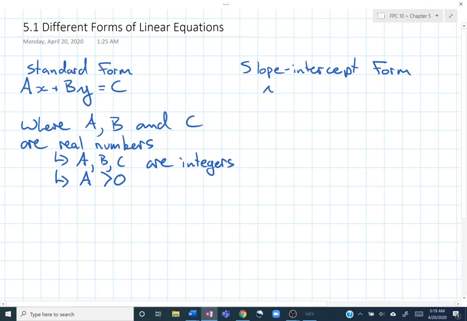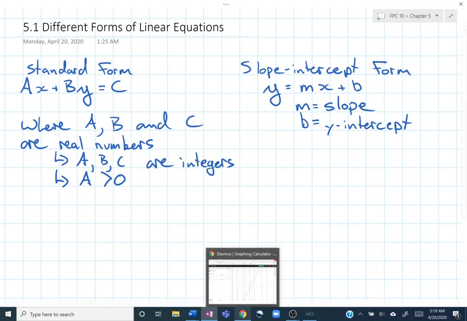Slope-intercept form looks like y is equal to mx plus b. This one is super convenient because we keep using m as the variable for slope, and in this case, it is the slope. M is our slope, and b is actually going to turn out to be our y-intercept.